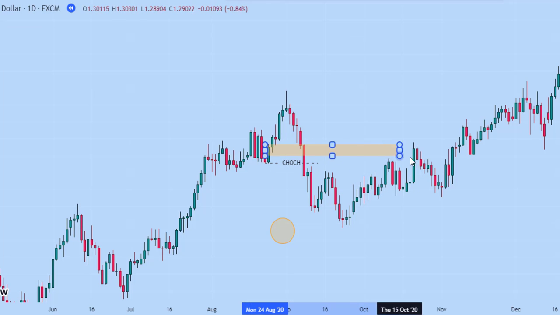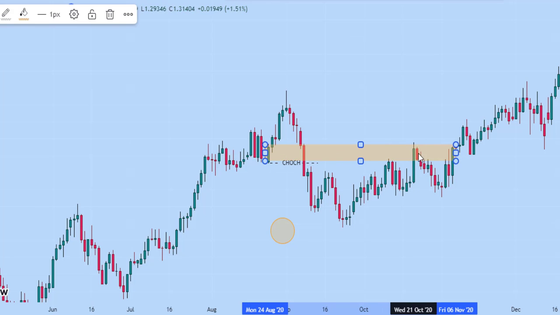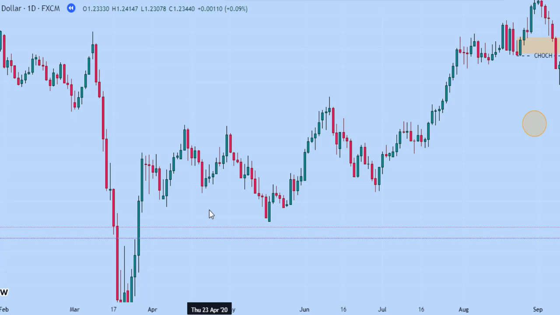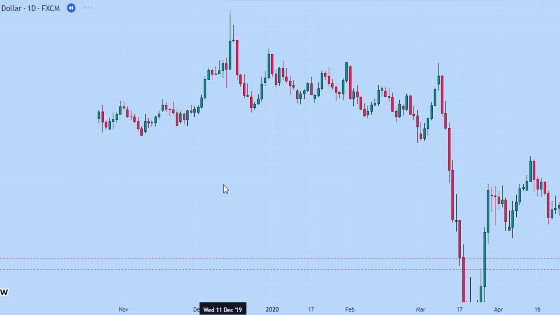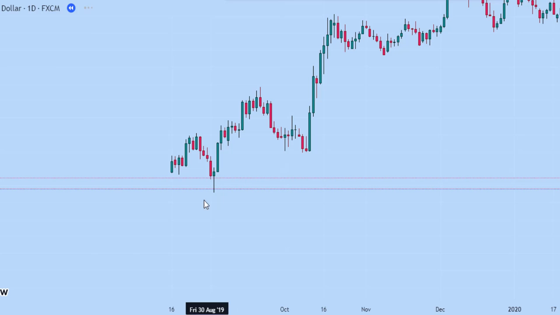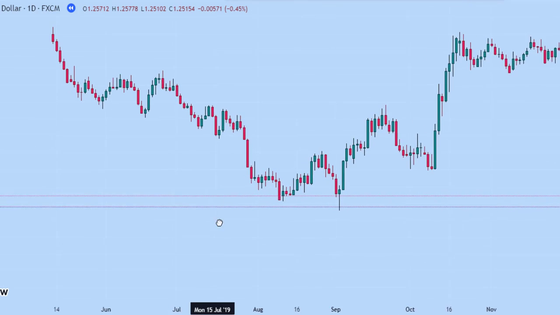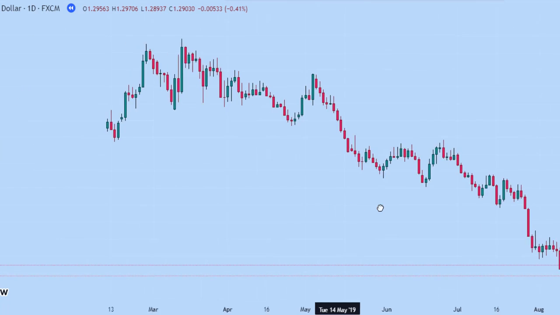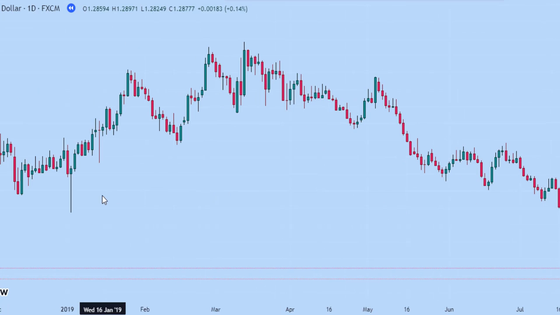So every time price is coming back, you're going to see some reaction. In the future, price actually came back. I wanted to show one that does not have a breaker so you can have an overview of that. It is not in every change of character that you will see a breaker. Let me show you that.